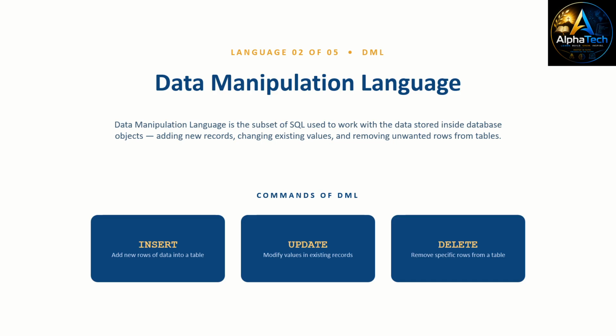These are the three commands that are present in DML: insert, which helps us add new rows or new data into our table, and update, which helps us modify the values that are already inserted into the table, and delete. This deletes a specific row from a table, right? And see, we have delete, drop, and truncate, which are three different parts in SQL, right?